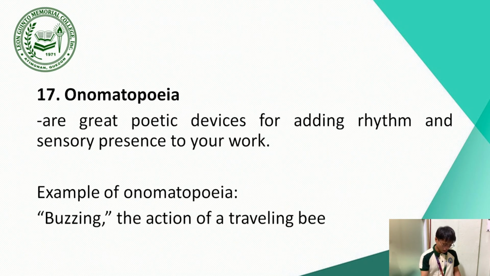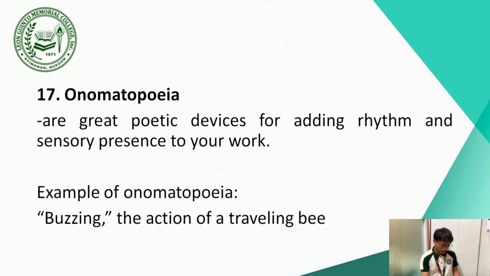Okay, next one is onomatopoeia. Onomatopoeia are great poetic devices for adding rhythm and sensory presence to your words. Onomatopoeia are words that, when spoken out loud, imitate the sounds of what they're intended to mean. An example is buzzing. It's a verb that relates to the action of a traveling bee, but spoken aloud, it sounds like the actual sound bees make. Like murmuring, humming, and smacking, all sound like the actions that they refer to in poetry.